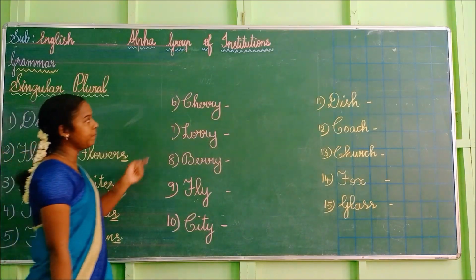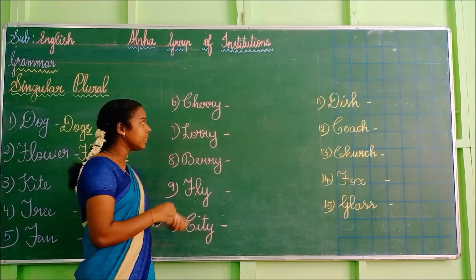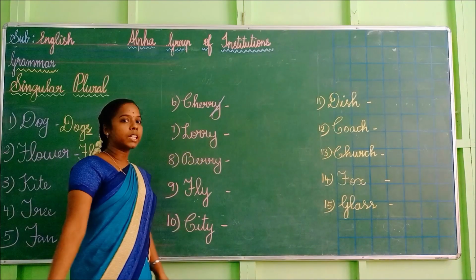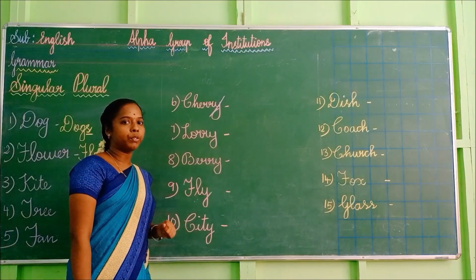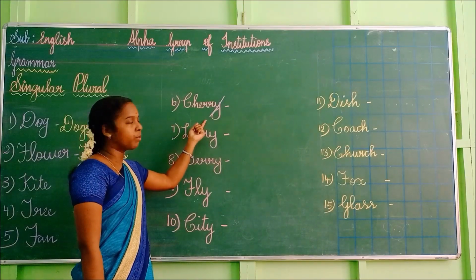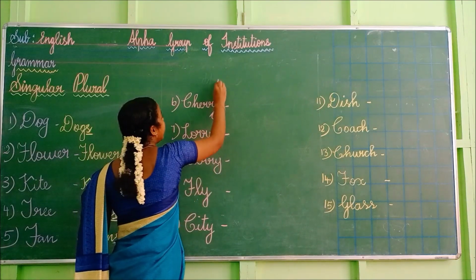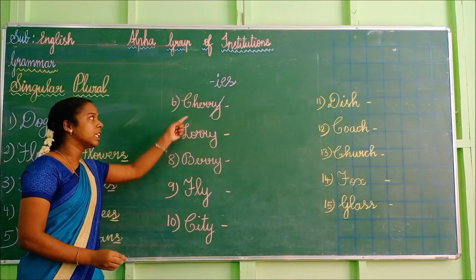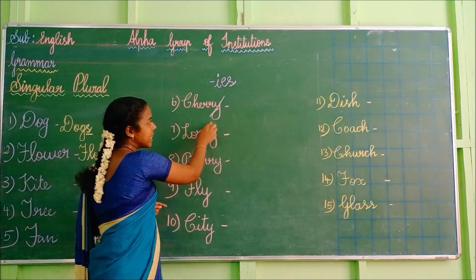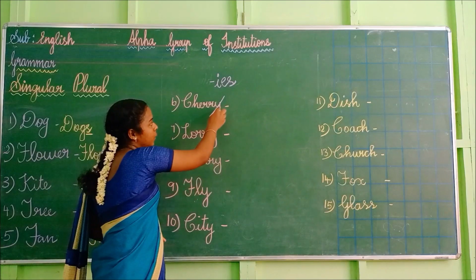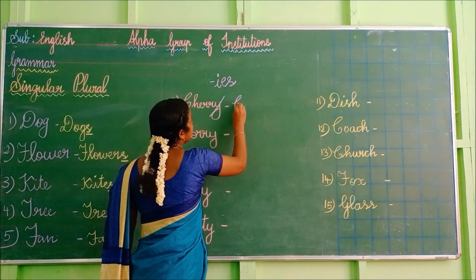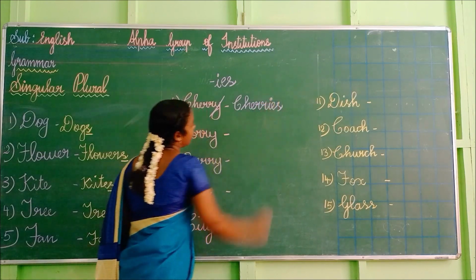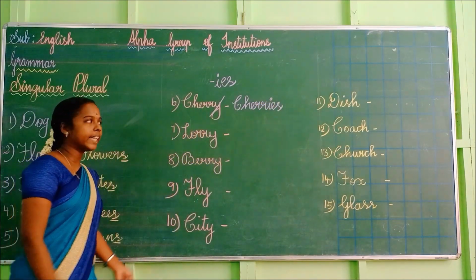See the next one. Cherry. Cherry ends with the letter Y. If the singular noun ends with Y, what do you have to do first? You have to remove the Y first. Next, you have to add I, E, S to the singular noun to change the singular into plural. So here cherry ends with the letter Y. You have to remove Y. Next, C-H-E-R-R-I-E-S. The plural form of cherry is cherries.